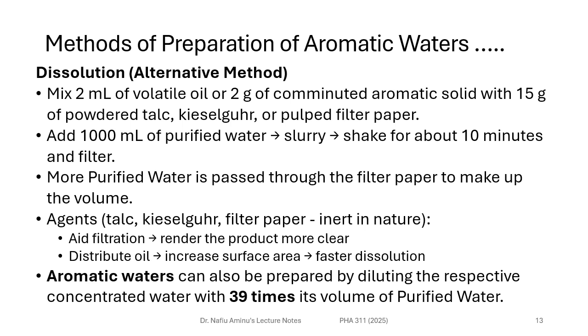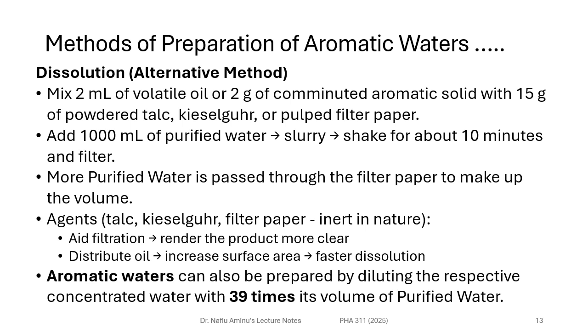Alternatively, in the dissolution method, there's a way of preparing the aromatic water where the example was cited using specific quantities of ingredients. In this case, 2 ml of volatile oil or 2 grams of comminuted aromatic solid with 15 grams of powdered talc, kieselguhr, or pulped filter paper are mixed together. So either the liquid or solid form of the aromatic constituent is mixed with talc, kieselguhr, or pulped filter paper in the amount of 15 grams.